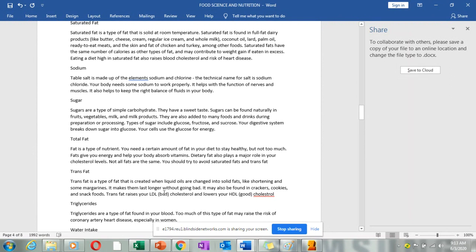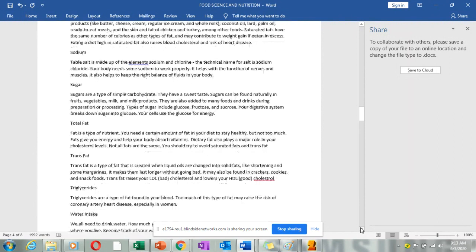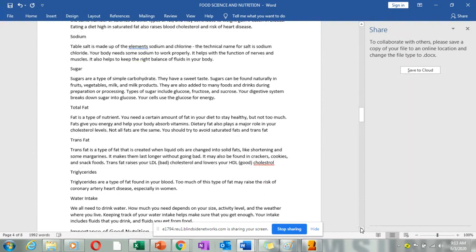Okay. So we have total fat, we also have trans fats. Trans fats are the type of fat that is created when liquid oils are changed into solid fats. Like maybe you bought fresh fry cooking oil, and then after some time it changes into solid fat, like shortening and some margarines. It can be used to preserve food, like tuna, fish, and sardines. They are stored under that trans fat so that they don't go bad easily.